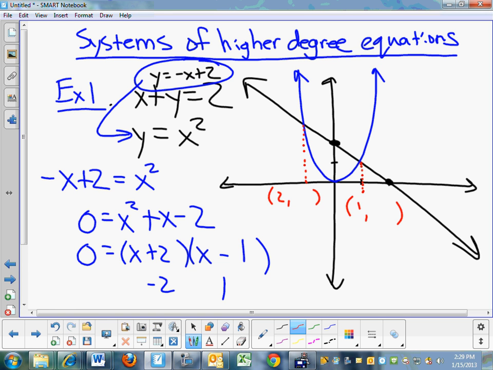Doesn't matter. It's shared for each one. You can plug it into either. I'm going to plug in the parabola. 2 squared is 4. 1 squared is 1. Those are my intersection points.